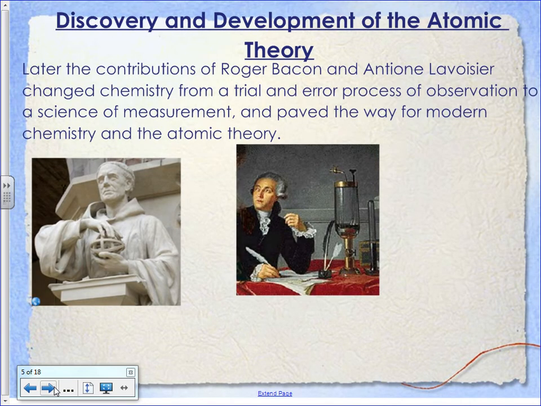Okay? So these two guys, Antoine Lavoisier and Roger Bacon, took a lot of that material and turned chemistry into a legitimate science. Okay? Rather than a trial and error, mix this with that, they brought in the scientific method. Okay? Let's investigate this problem. Let's come up with a hypothesis. Let's test it. Okay? Let's analyze our results and move on from there. Okay? They were kind of the guys who came up with the scientific method and turned alchemy into chemistry.